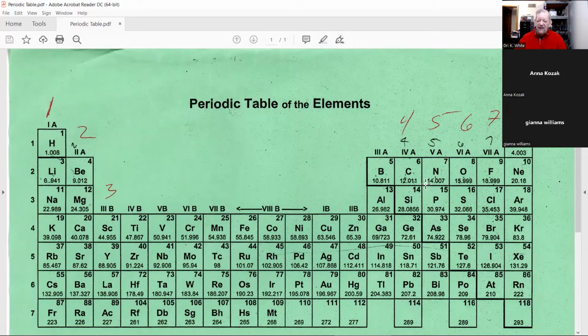Time's up. How do you do 14.007 to three significant figures? Keep the 1, keep the 4, keep the 0 after the decimal because that's significant. The next number to round off is 0. It's 4 or less. So I drop the 0 and 7, and to three significant figures, the atomic weight of nitrogen is 14.0.